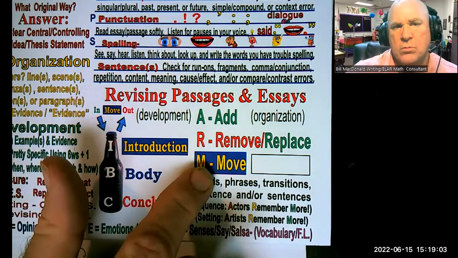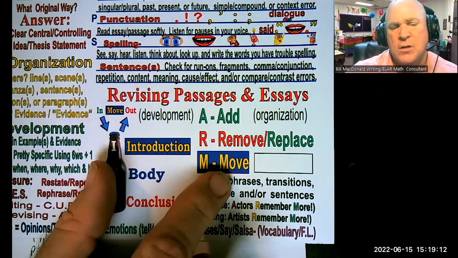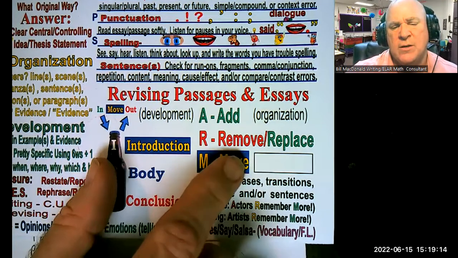Don't add anything new to it. Just move the order in terms of the organization without changing the content or the meaning.